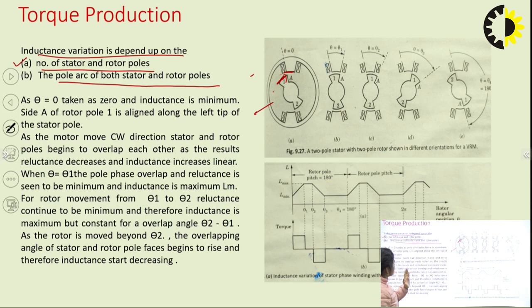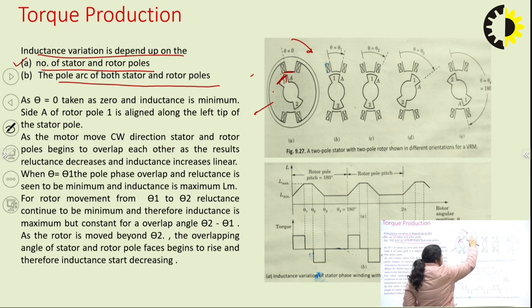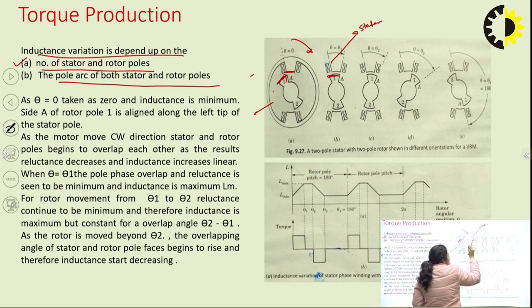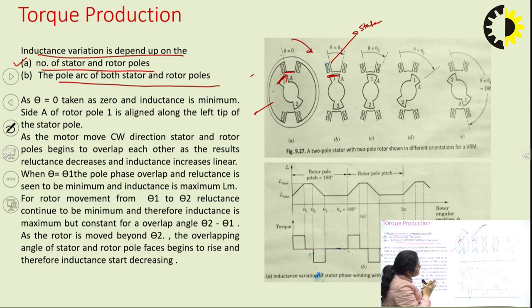As the motor moves in the clockwise direction, suppose the position is now theta 1. In this you can say the whole tip, the whole pole of the rotor, will be under the stator pole. This is a stator pole, and this is the rotor pole, right? So at theta 1 position, the pole will be under the south stator pole. At this position, the reluctance will be minimum.